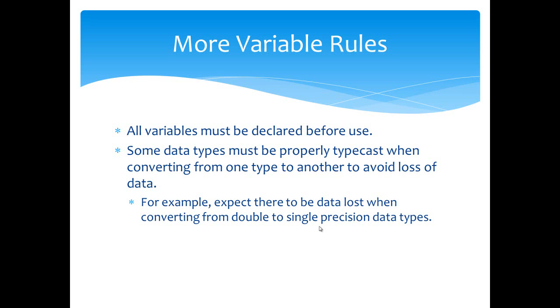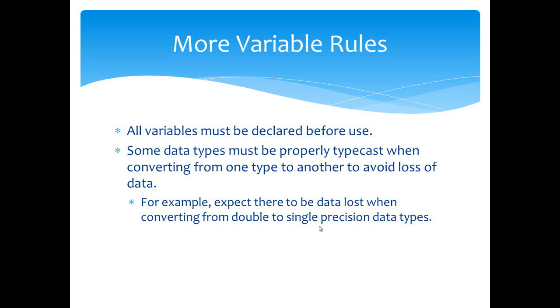A variant data type says that whatever value you put in this variable, it's going to automatically take on that data type. So if I say subtotal equals 55, subtotal automatically becomes an integer. The problem with it is that because it's a type variant, it's going to take up 16 bytes of information. It's not very efficient from that standpoint.